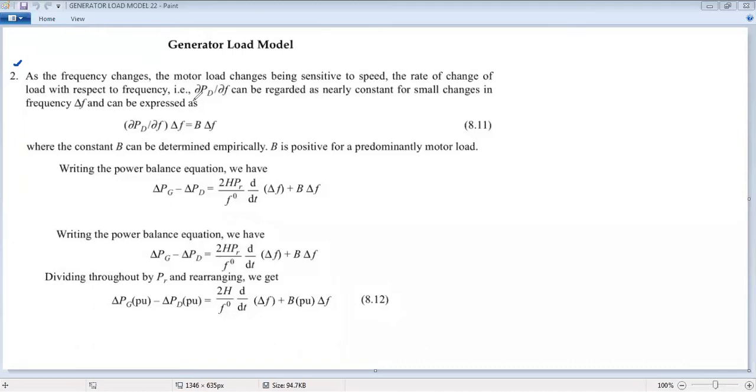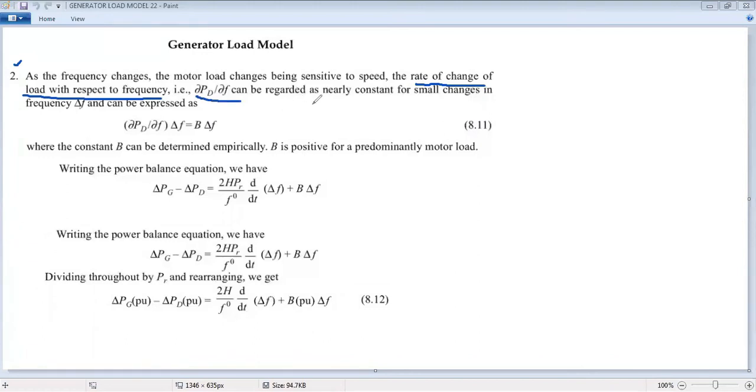One of the ways is by increasing the kinetic energy of the generator rotor. Another one is that the load will be increased. The rate of change of the load with respect to the frequency, so that is given by ∂PD/∂F.